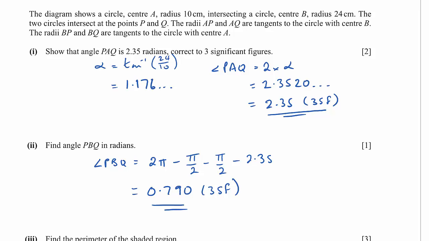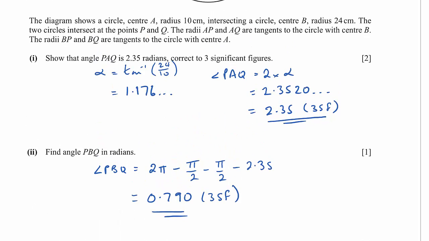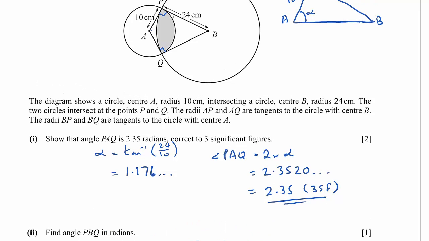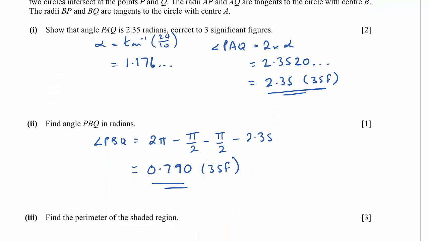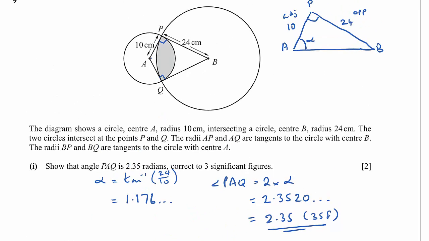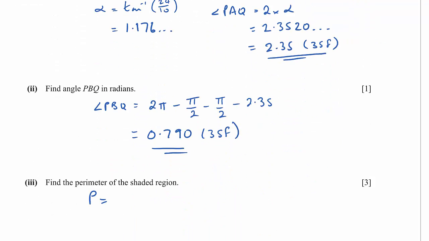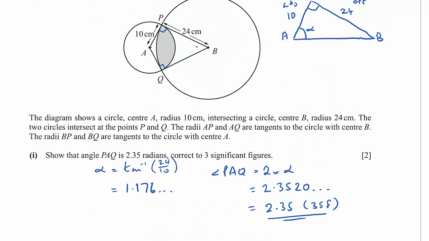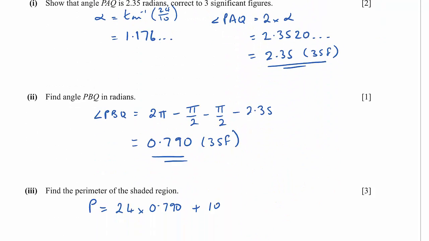So the next part of the question is we want to find the perimeter of the shaded region, which is just bounded by these two arcs. So the perimeter is going to be, so we've got this one here, which relates to this angle here, and the R there is 24, so it's just R theta, remember, so it's 24 times 0.790, and then the other radius was 10, multiplied by the 2.35.